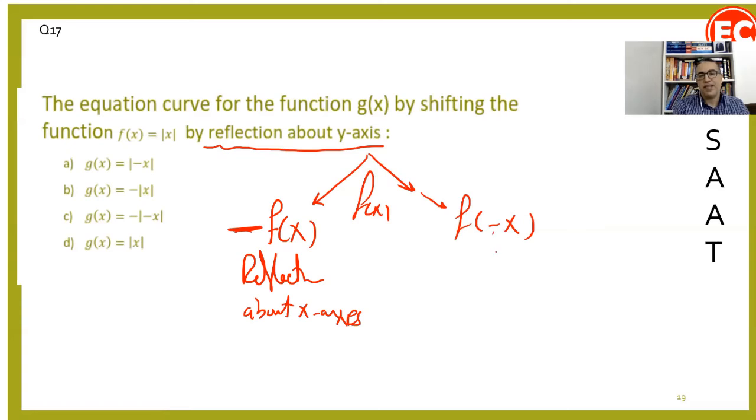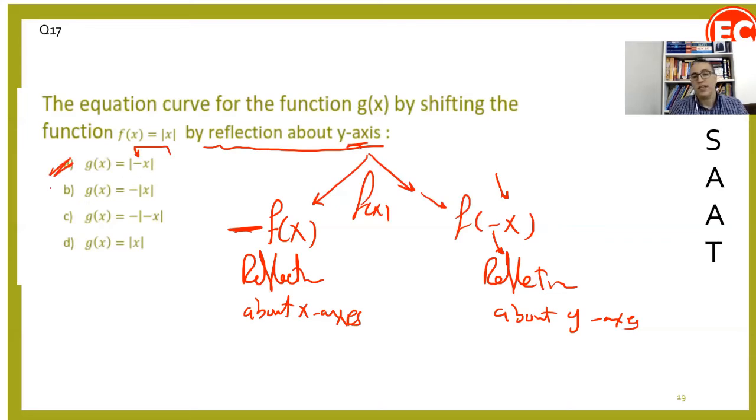And if you have it inside, it means that you're going to change the sign of x. This is reflection about the y-axis. So I want y-axis, so I want this one. So I'm going to change the sign of x. And when I'm changing the sign of x, it's absolute value of negative x. So the right answer is A.